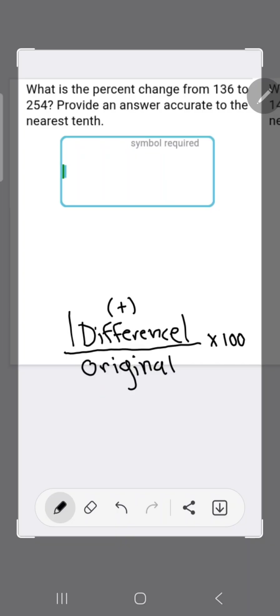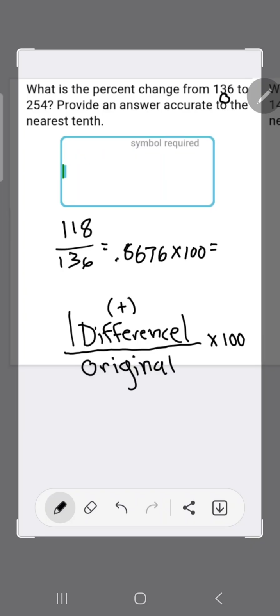So in the first problem, if I subtract 254 minus 136, I get 118. Then I'm going to identify that the original number is 136, so we're going to divide by 136. So if I do 118 divided by 136, and if you leave it on your calculator, you're going to get something that looks like this: 0.8676, and so on. Leave that on your calculator and just hit times 100 now and hit enter. What that does is keeps the number on your calculator, and then we could round to the nearest tenth.